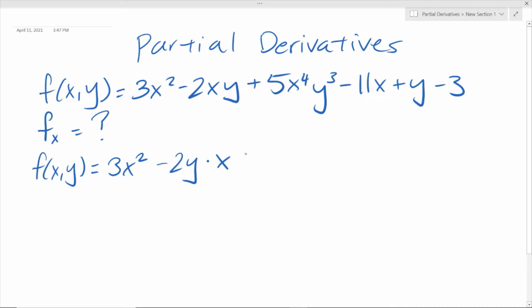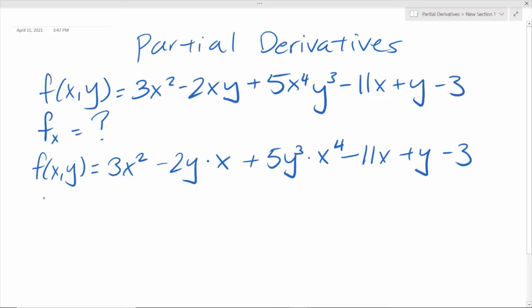Now here we have plus 5y to the exponent of 3. These two combined together as a constant times x to the exponent of 4. Because these two are constants, we're doing it with respect to x, so x has to be separated. So here we have negative 11x, so we're going to copy that. There's no y with it, so we're not going to rewrite that part. Then plus y here, and then minus 3.